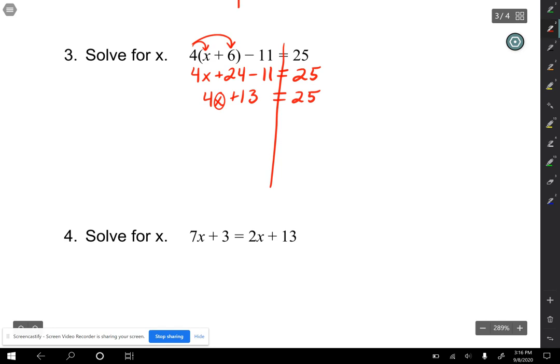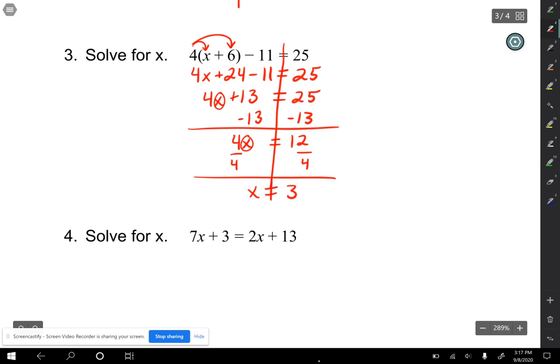Now I can finally solve for that x by subtracting 13 on both sides. 4x equals 12. Divide by 4 on both sides. X equals 3. X equals 3 again.